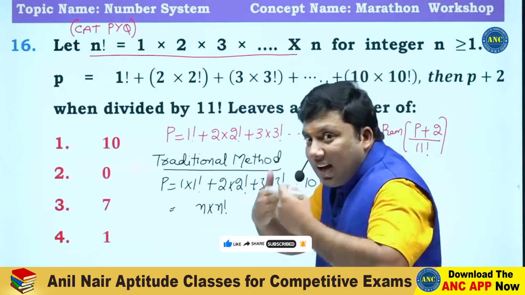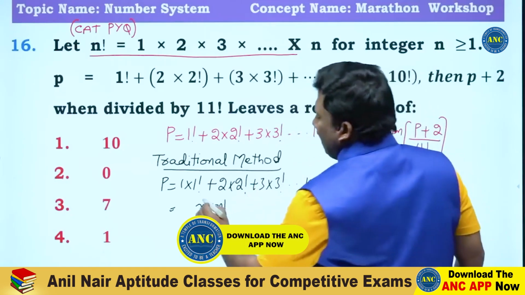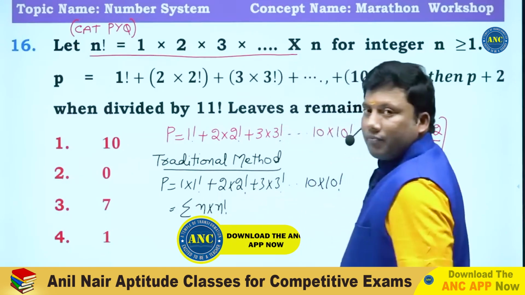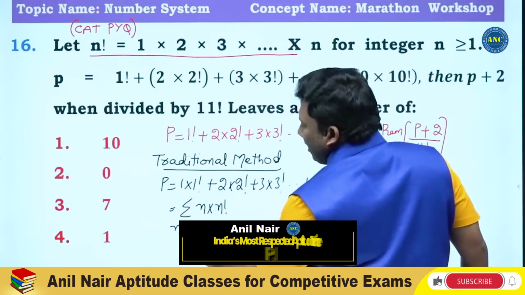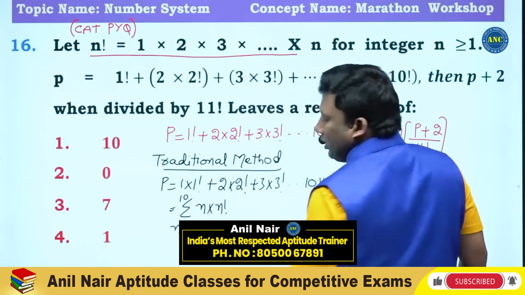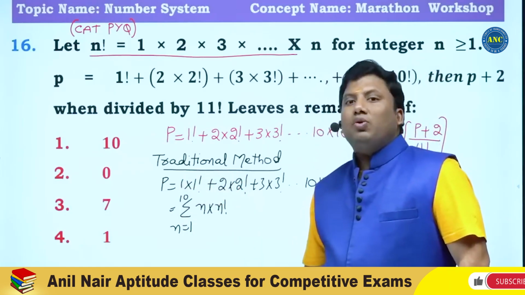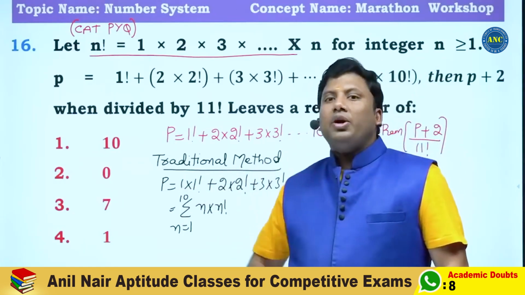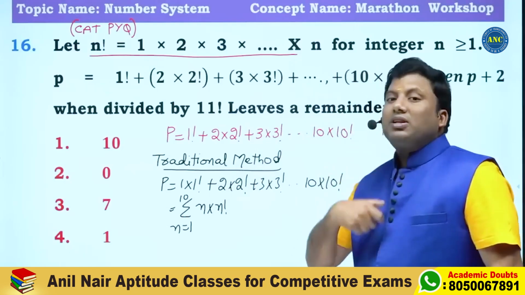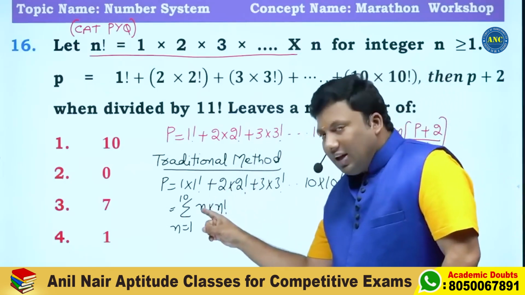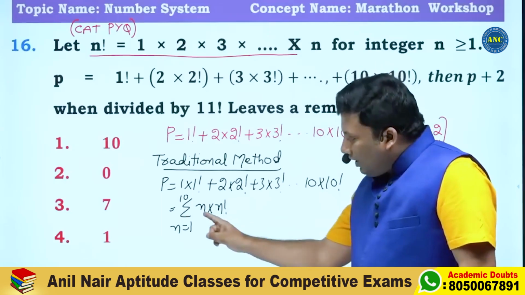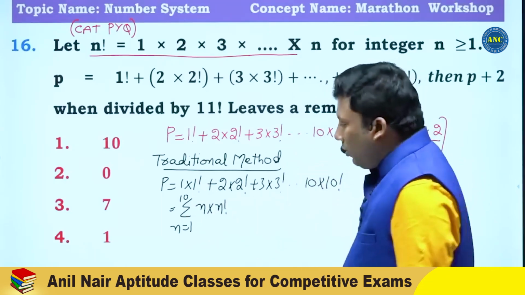The terms are getting added, so summation. The n value starts with 1 and ends at 10. I hope it is clear. First term, it is 1 into 1 factorial. Second term, 2 into 2 factorial. 10th term, 10 into 10 factorial. So it is n into n factorial, where n is starting from 1 to 10. I hope it is clear.